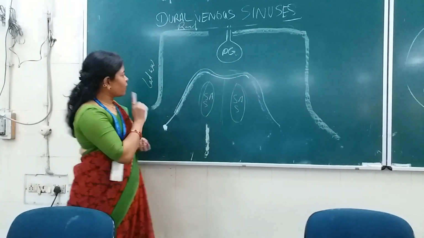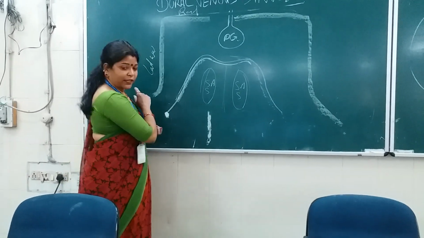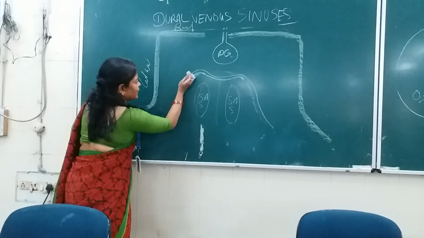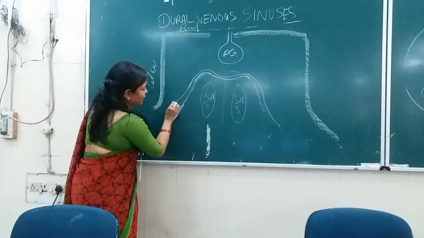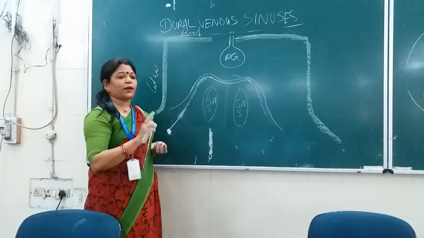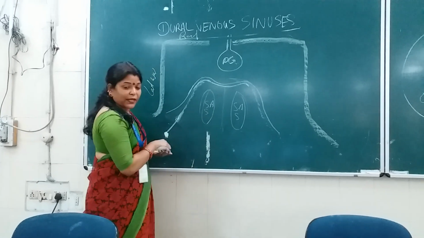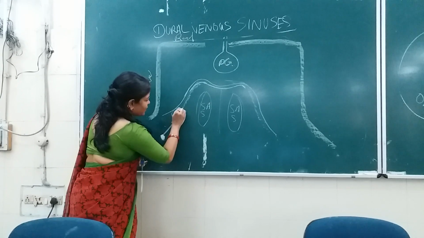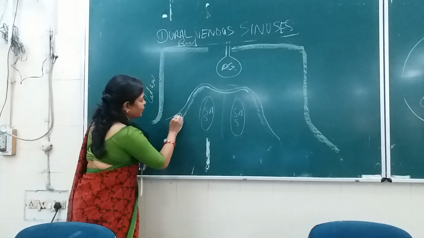So the floor of the cavernous sinus, you imagine, is formed by what? It will be formed by the endosteal layer. Very good. And a very important thing here, there is the presence of a nerve. Which nerve it is, I will discuss later. Here a nerve is present.